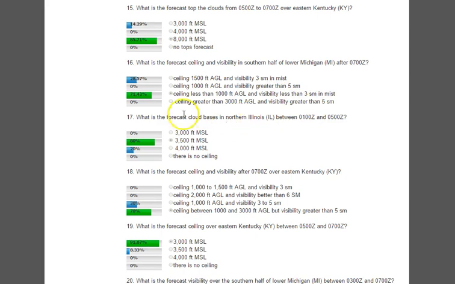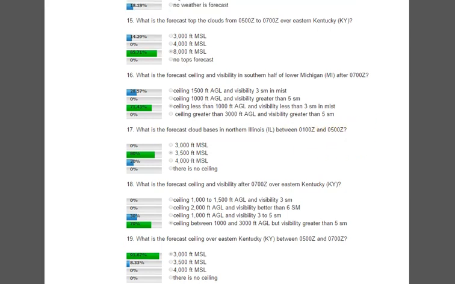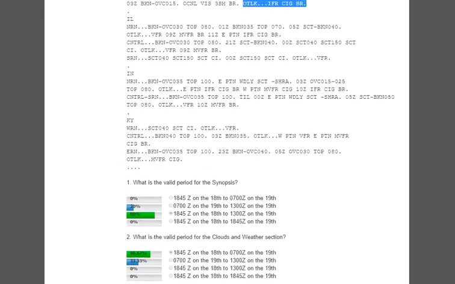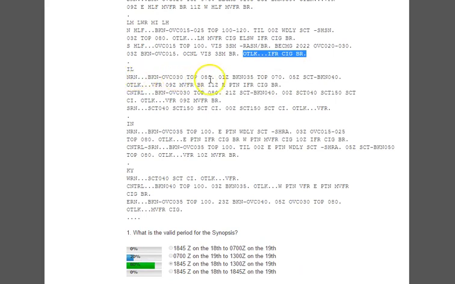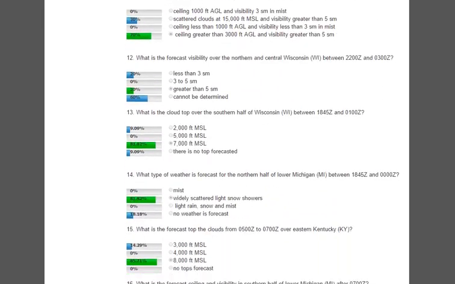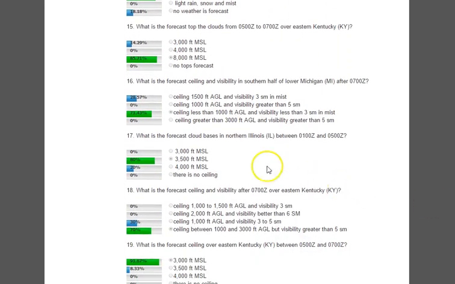That makes sense. What is the forecast cloud bases in northern Illinois? Northern Illinois, between 1 and 5. Cloud bases are broken at 3,500, and that would be broken at 3,500 MSL. So the correct answer there is 3,500 MSL.